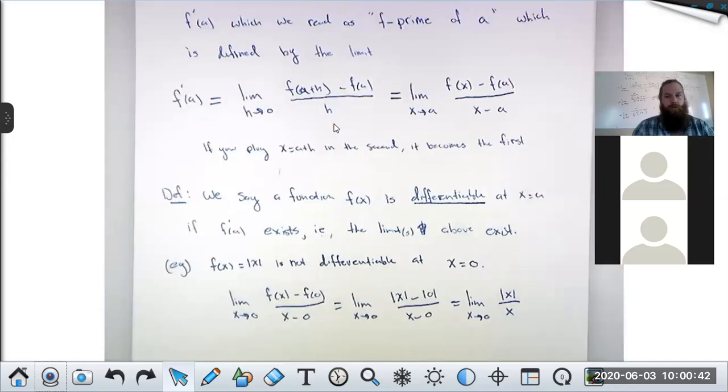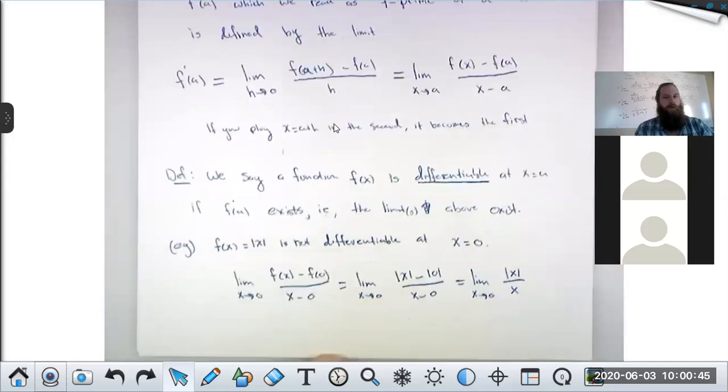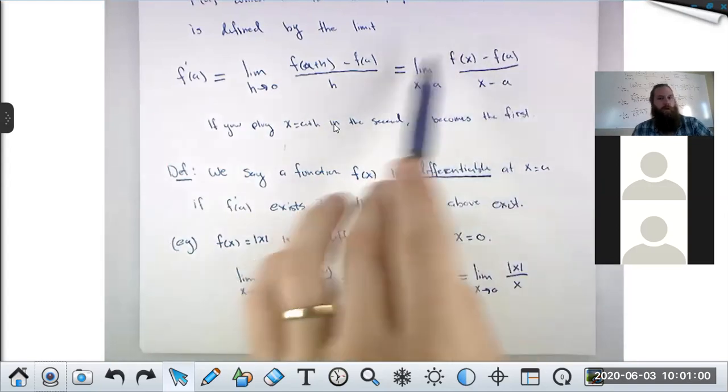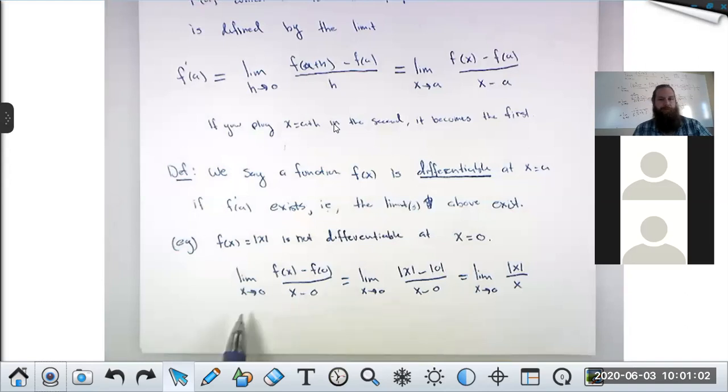Okay. So I haven't gotten to the punchline here yet. I claim that this function is not differentiable at x equals 0. The way I'm going to show that is by looking at this limit and showing it doesn't exist, right? This is this limit with a equals 0 plugged in.